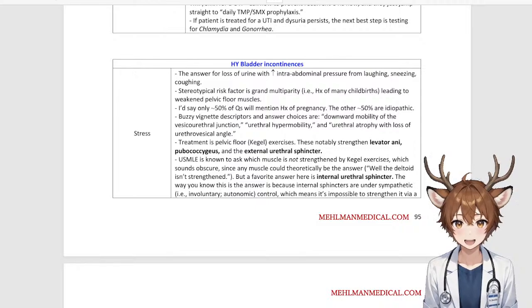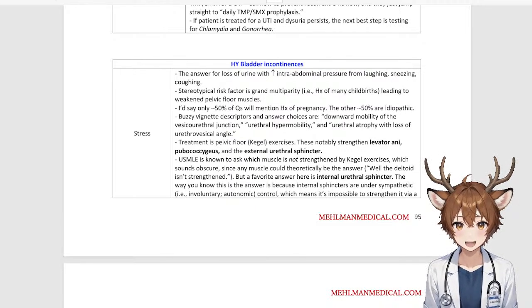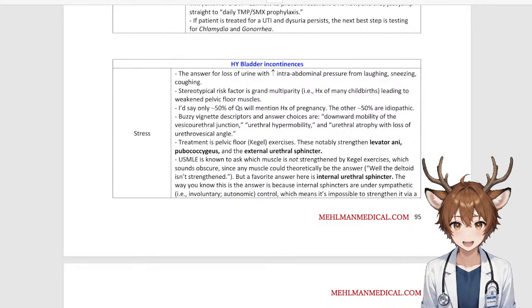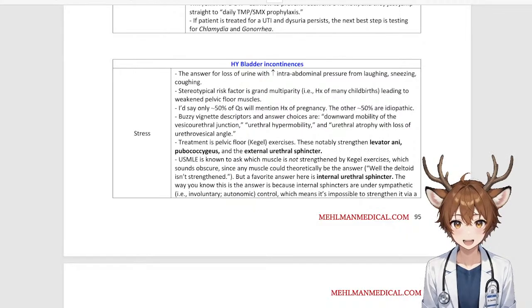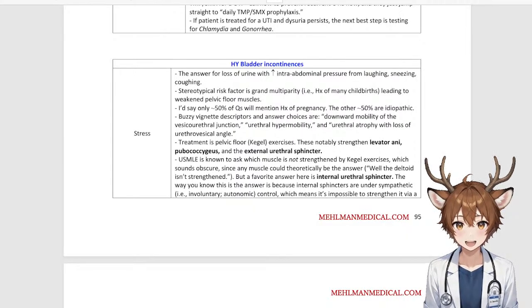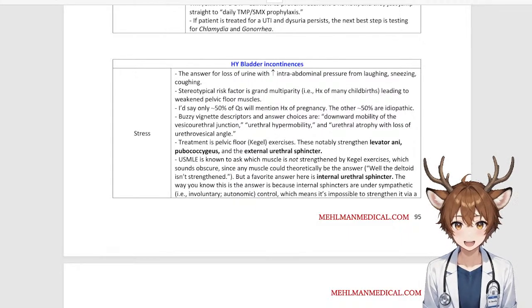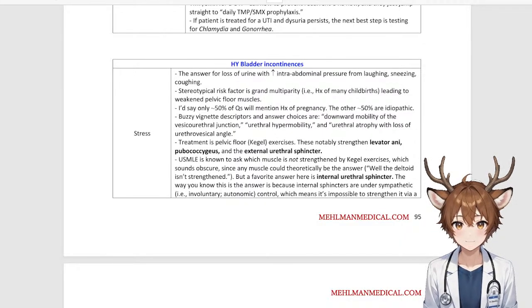Stress. So high-yield bladder incontinences. Stress. The answer for loss of urine with increased intra-abdominal pressure from laughing, sneezing, and coughing. Stereotypical risk factor is grand multiparity, i.e. history of many childbirths leading to weakened pelvic floor muscles. I'd say only 50% of questions will mention the history of pregnancy. The other 50% are idiopathic, although they might still mention how old they are, to be fair.